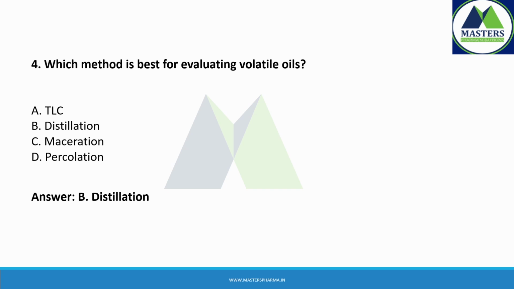Now if we see the other options. TLC, thin layer chromatography, is used for identification, not for quantifying volatile oils. Option C, maceration, is for extracting constituents, not for evaluating volatile oils. Option D, percolation, is used for preparing tinctures and extracts, not for volatile oils. So the correct option is option B, distillation. The next question.